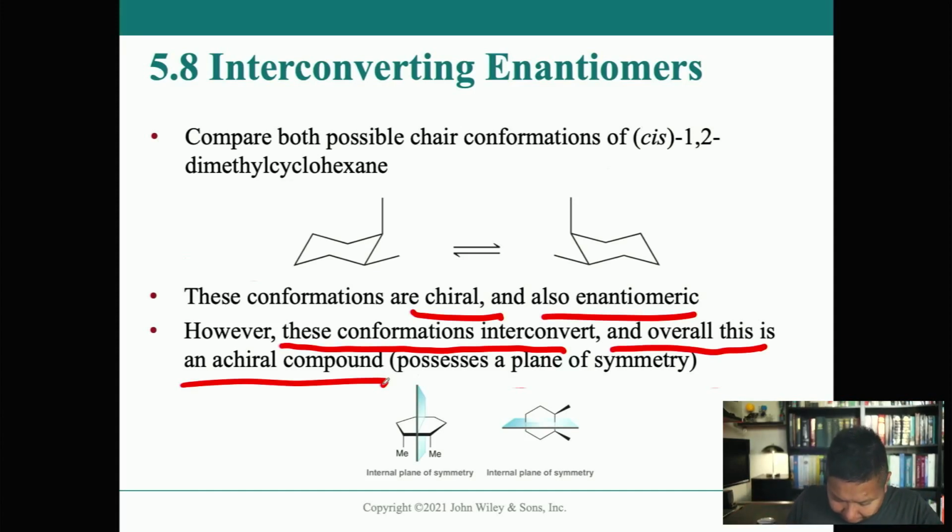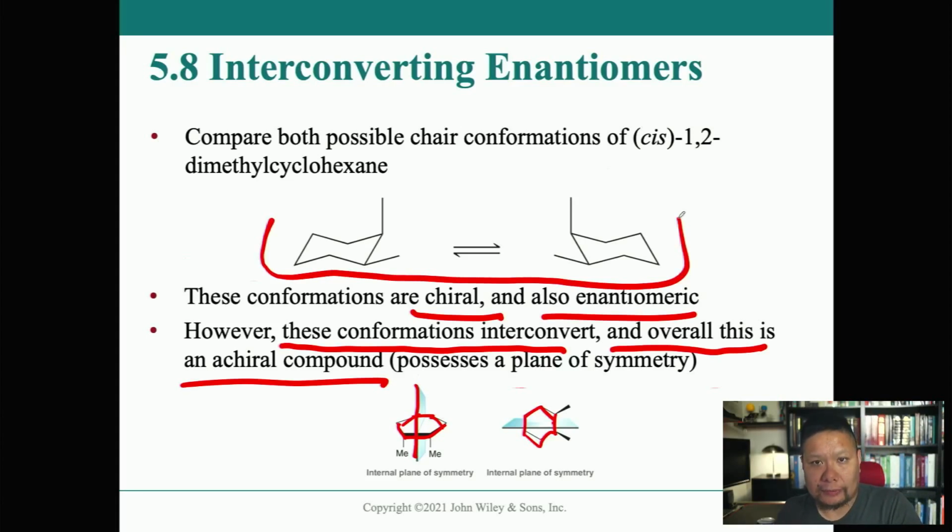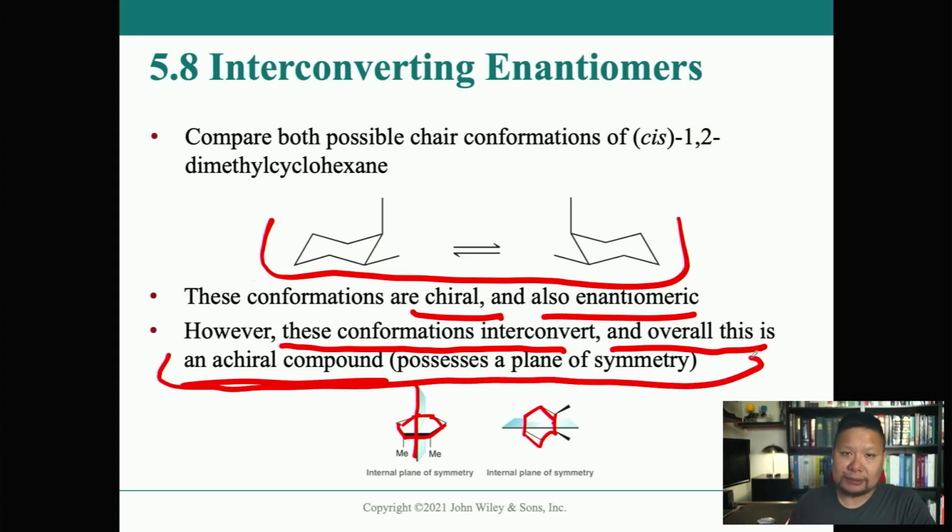And now the methyl groups are both pointed downwards, and you have the internal plane of symmetry right there, and now you have a mirror image. Same thing there. And that's why, just like the butane, this dimethylcyclohexane, when in these two chair conformations, they are chiral and enantiomeric. But remember, it changes, and it can interconvert so that overall the compound is achiral because it has a plane of symmetry.